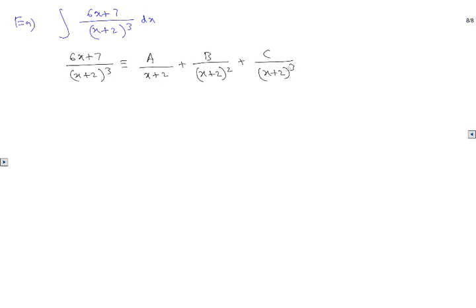Now we're going to multiply by x plus 2 cube on both sides. After you do that, you're going to get 6x plus 7 identically equal to a, you have x plus 2 because of the cube, so only one term cancels, you get a times x plus 2 squared here, and then b times x plus 2, and then c, you don't get any terms there.